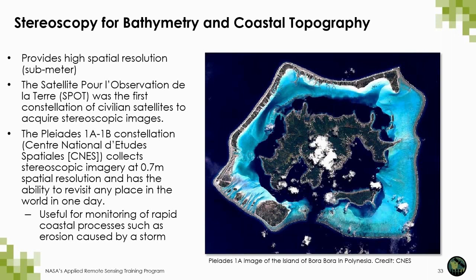Pleiades has the advantage of revisiting the same place in one day, so it is particularly useful for monitoring of rapid coastal processes, such as erosion caused by a cyclonic wave or similar atmospheric events. Pleiades consists of two optical satellites, 1A and 1B, and they fly over the same orbit. Here's an image of the Polynesian island of Bora Bora, collected by Pleiades some years ago. And you can see the resolution, and you can even see some of the stereoscopic features, for instance, some of the building structure here along the populated areas. You can also see some coastal features in great detail also. Makes you want to be there right now.